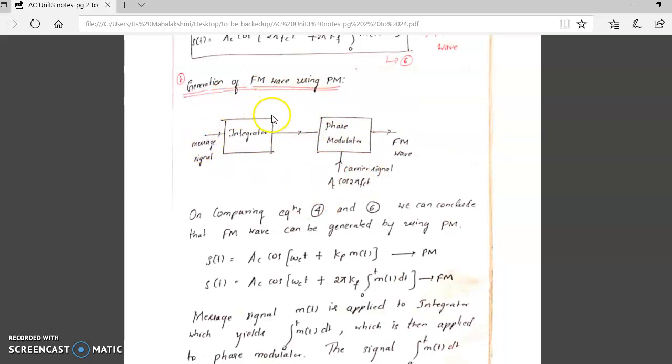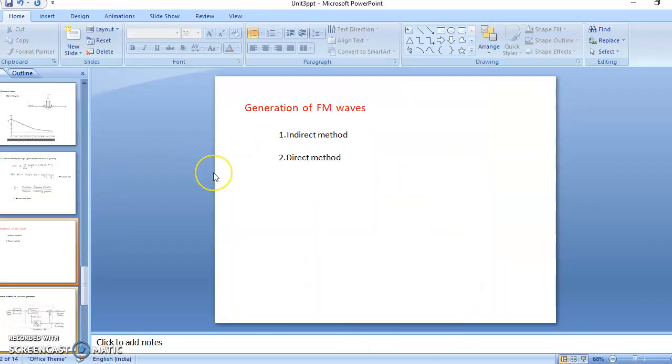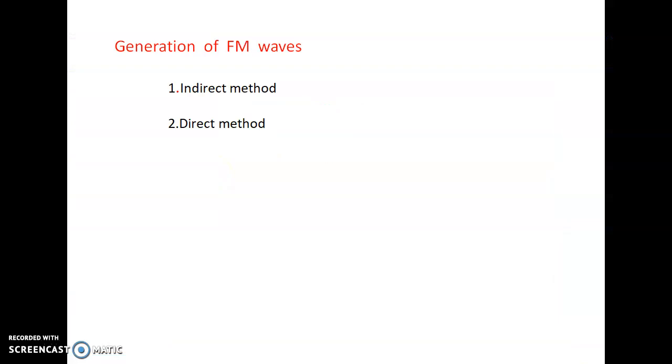First, you feed the message signal to an integrator. The integrated version is then given to a phase modulator, which is also supplied with a carrier signal. This integrated version of the message signal will modulate the phase of this carrier signal to generate a wave that is going to be your FM wave. Hope you remember this. Now, that is your generation of FM waves. There are two methods, indirect and direct. The indirect method is the one which I explained just now. The direct method I'll be explaining later.